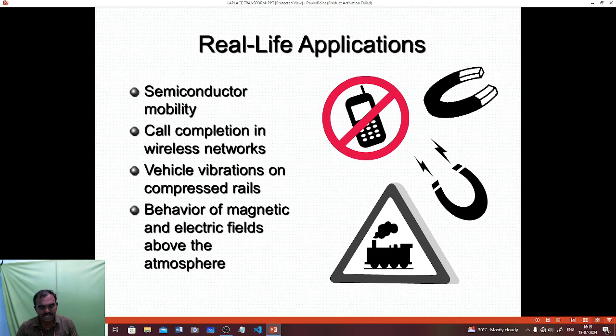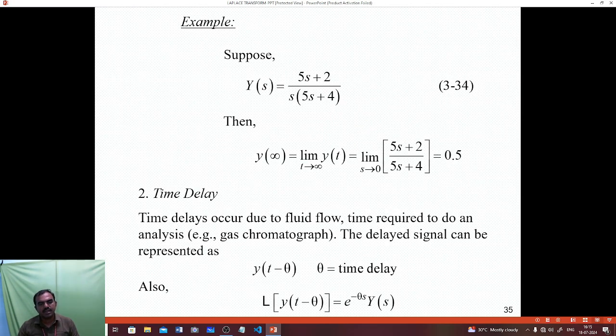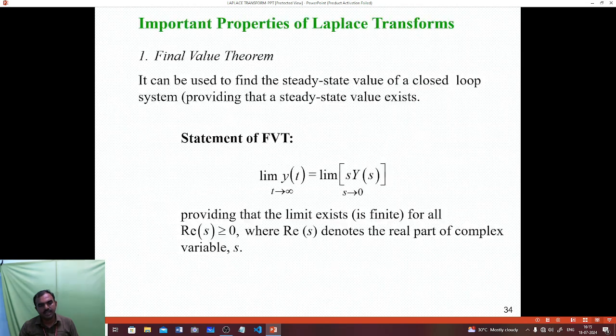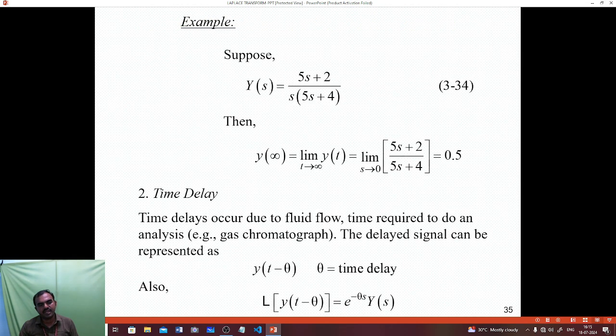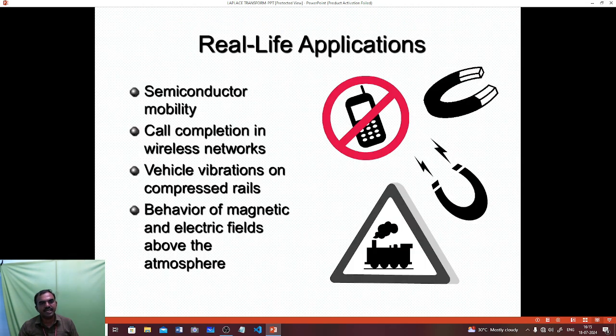So some real applications. Previously we saw how to solve the ordinary differential equation, then the final value theorem, then time delay. Now the real life applications. In which fields do we apply the Laplace transform? First one is semiconductor mobility. The second one, call completion in wireless networks.